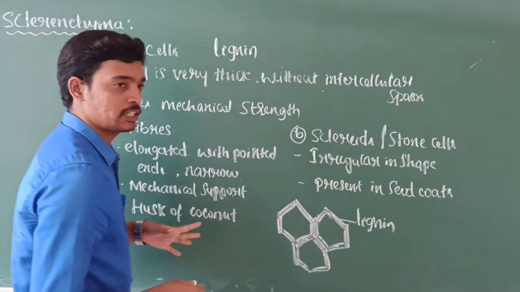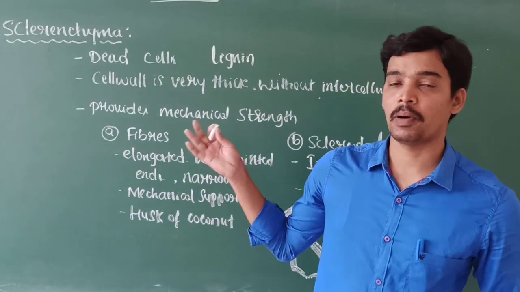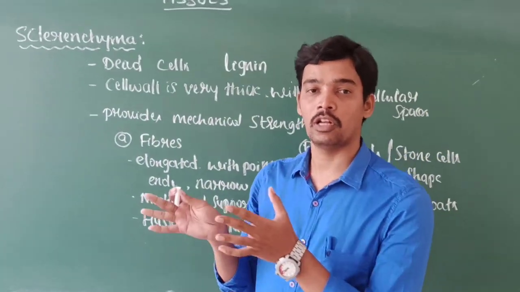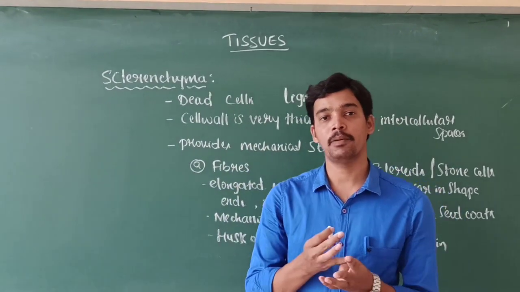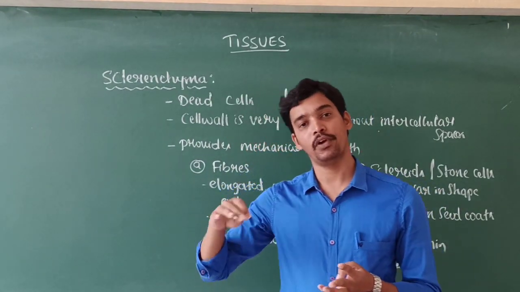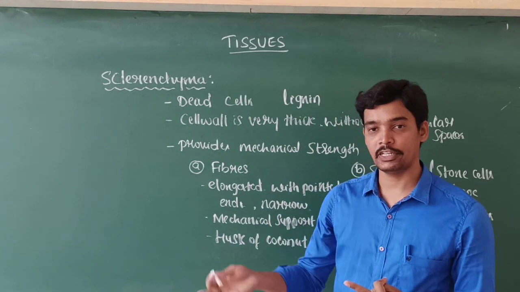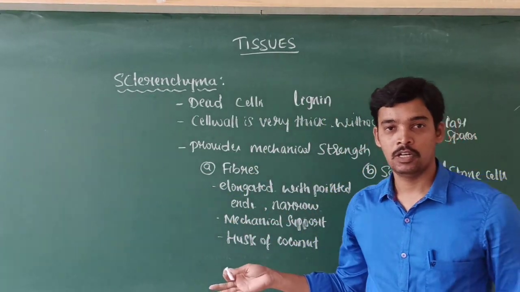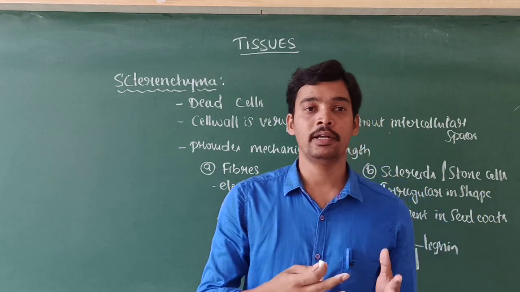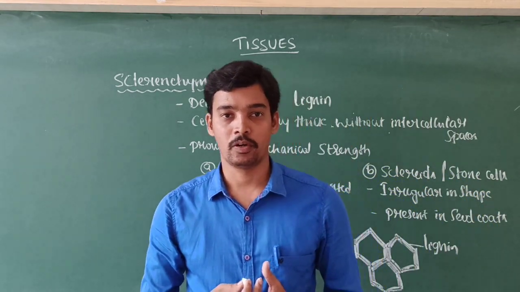In this presentation we discussed the permanent tissue, particularly the simple permanent tissue: parenchyma, what its characteristics are and where it is present; collenchyma, what its nature is; and sclerenchyma, what its types are and where it is present. Go through your textbook and make your own points. Thank you.